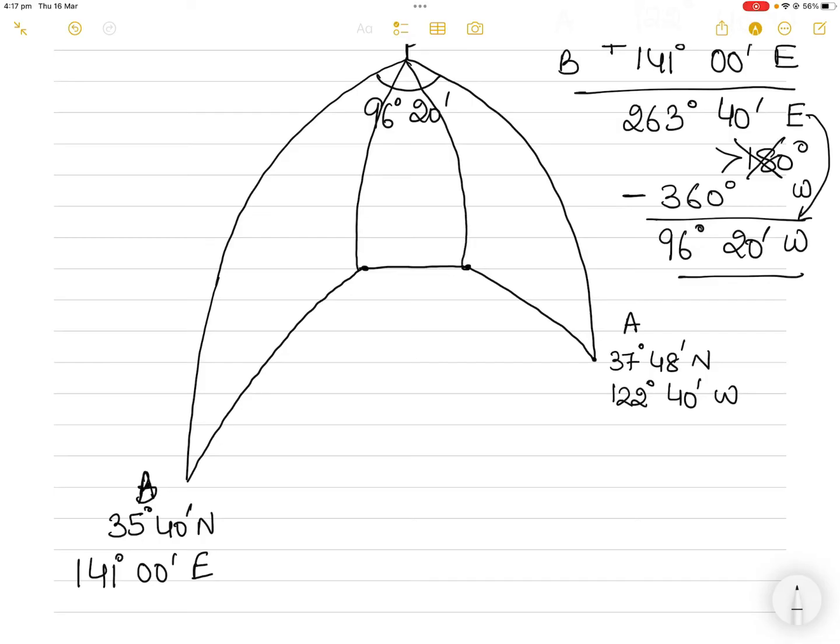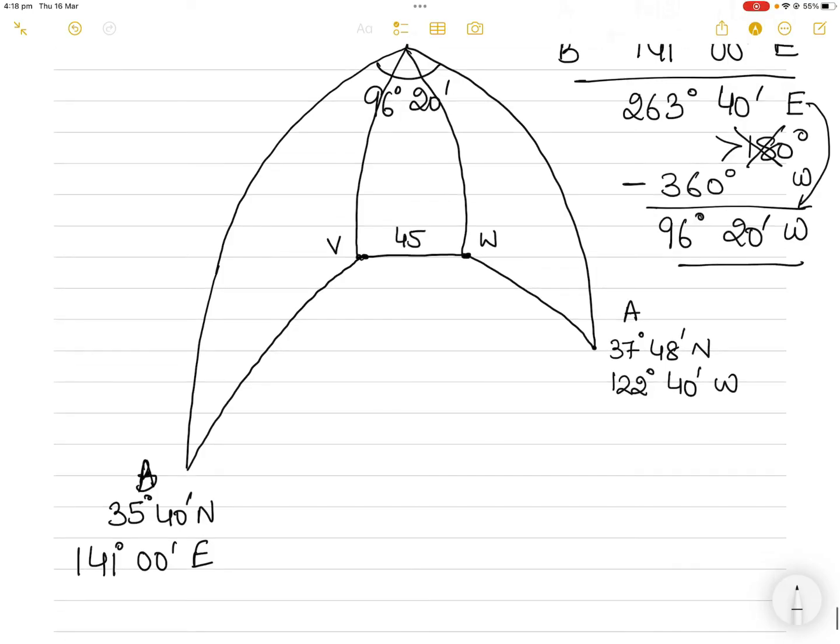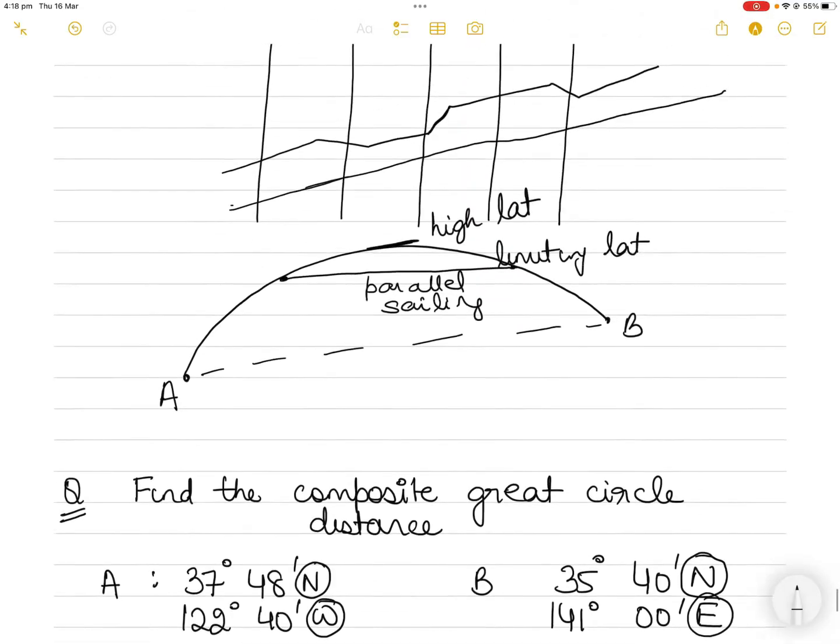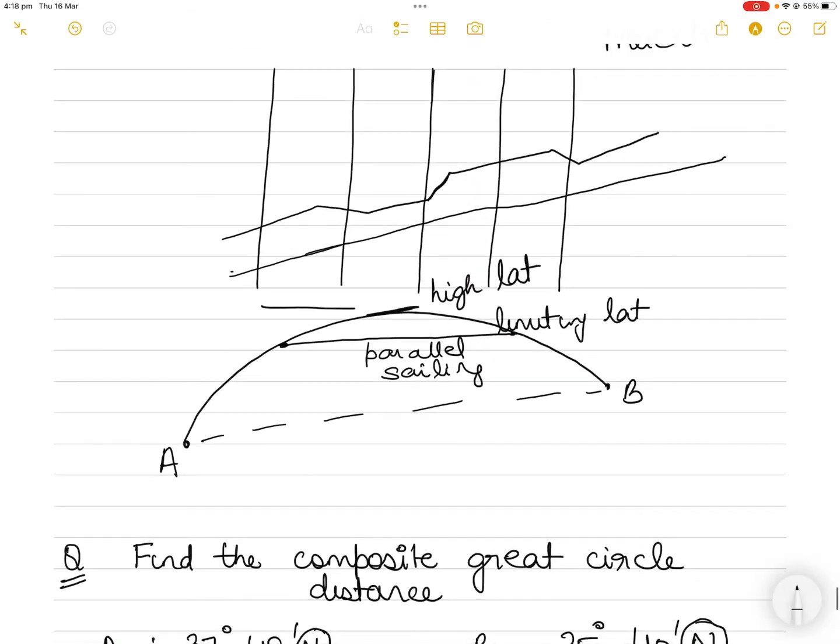Sorry, this should be joined. And I will call these vertices V and W. And this is 45 degrees north. Now what is a vertex? A vertex is the highest point of the great circle arc. So this is a vertex.